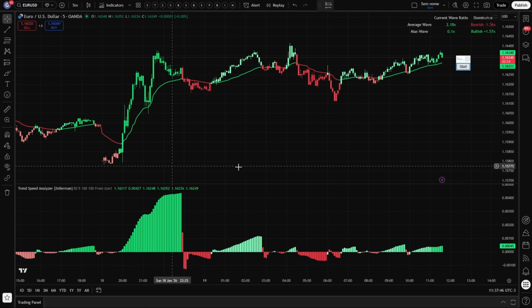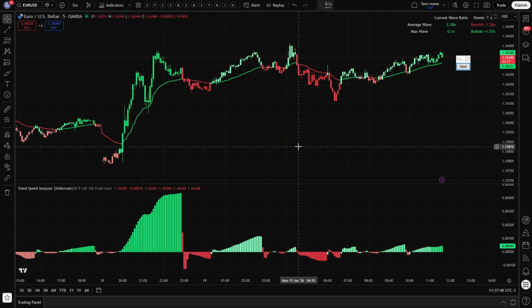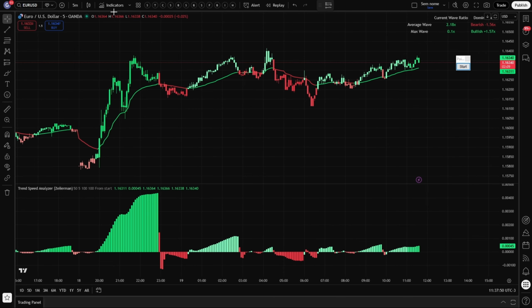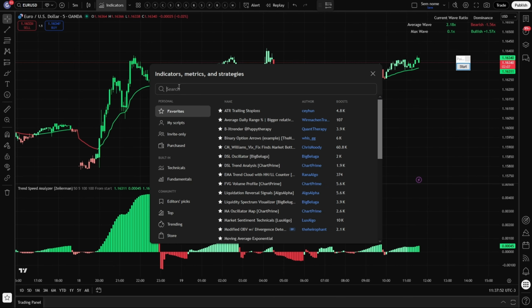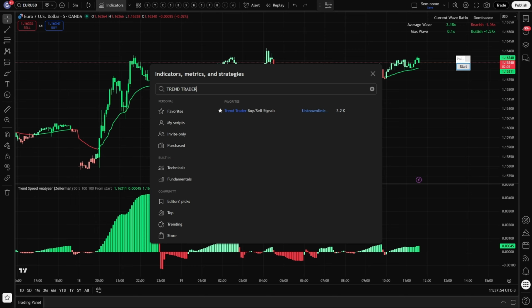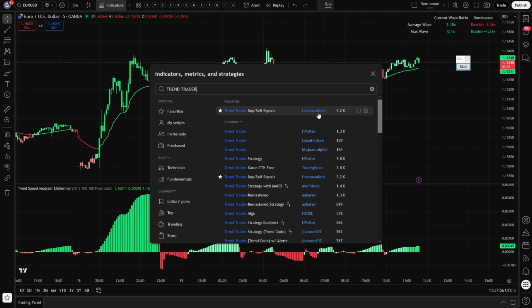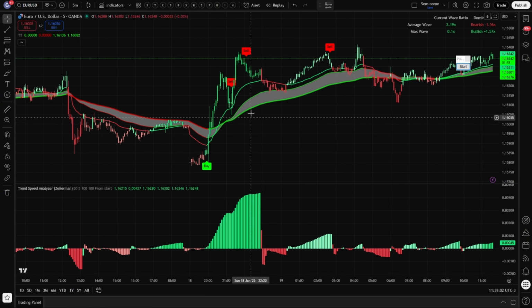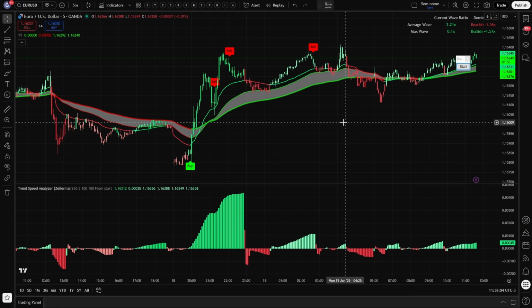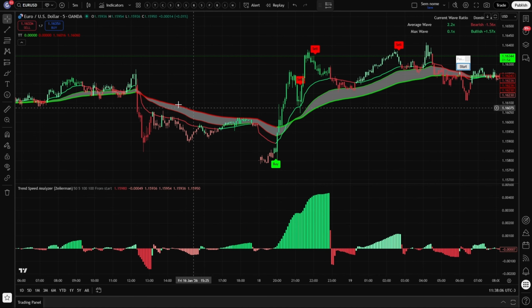Now, how exactly do I use this indicator to conduct my trades? I'm going to add one more indicator to the screen. Let's go to indicators and search for Trend Trader. Now we will activate this option, and then this moving average band will show up on our screen. When you see it turn green, that signals an uptrend, and when it turns red, that indicates a downtrend. Now what we'll need to look at here to conduct our operations.